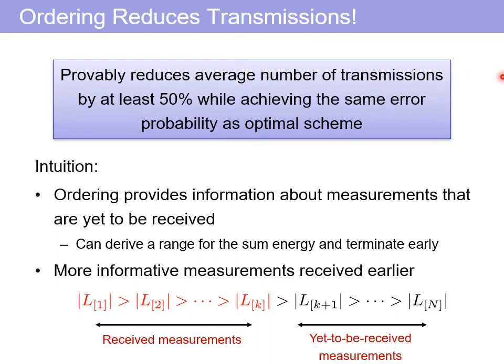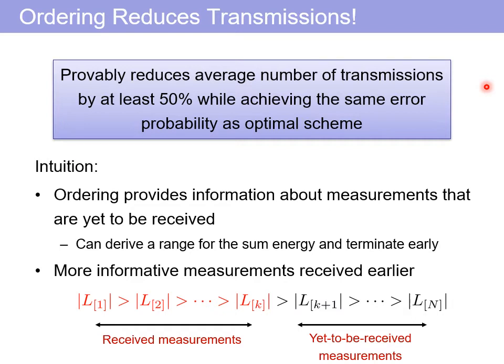In their paper, Blum and Sadler showed that it provably reduces the number of transmissions required on average by at least 50% without compromising on the error probability. So you achieve the same error probability as the optimal scheme in which all nodes transmit, but it requires far fewer transmissions. And this translates directly into energy efficiency, because the fewer the number of transmissions, the more energy efficient the scheme is. And the reason why it does so well, let me give you the intuition for it.